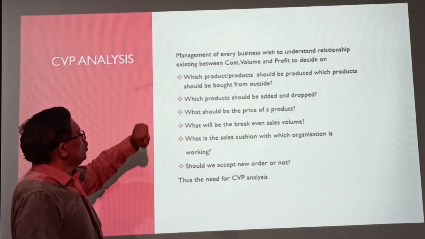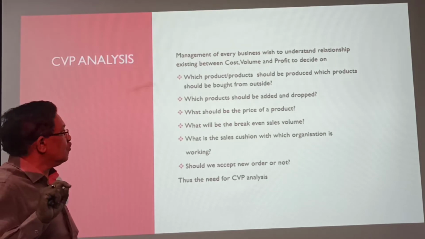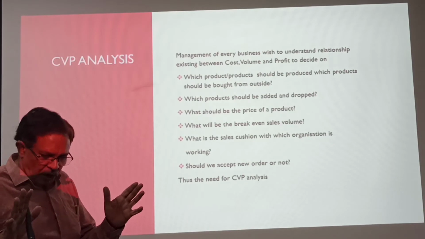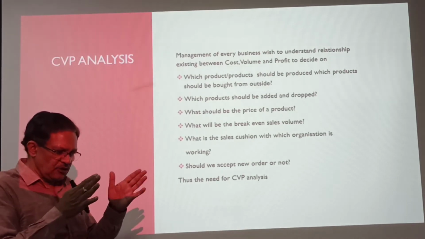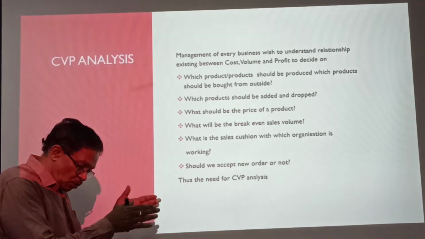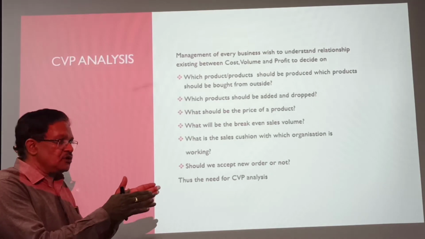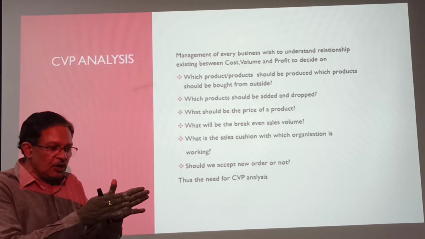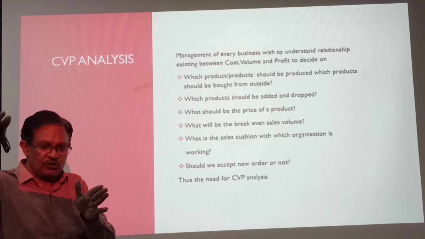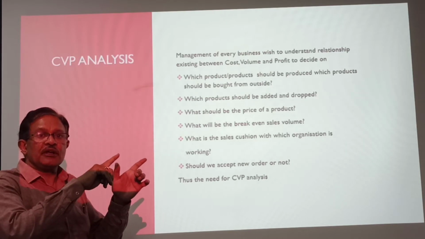We'll be able to understand which products should be added, which products should be dropped, which set of the products should be accepted, whether I should produce A product, B product or C product, whether I should produce only A product or B product, how much quantity of B product should be produced, whether I should produce C at all or should I buy from outside. We'll be able to understand this by understanding this particular CVP analysis.